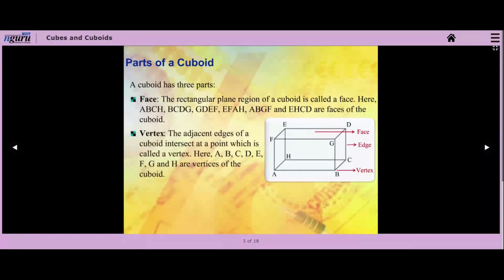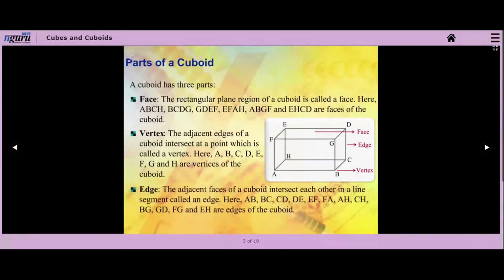The adjacent edges of a cuboid intersect at a point which is called a vertex. Here, A, B, C, D, E, F, G, and H are vertices of the cuboid. The adjacent faces of a cuboid intersect each other in a line segment called an edge. Here, AB, BC, CD, DE, EF, FA, AH, CH, BG, GD, FG, and EH are edges of the cuboid.